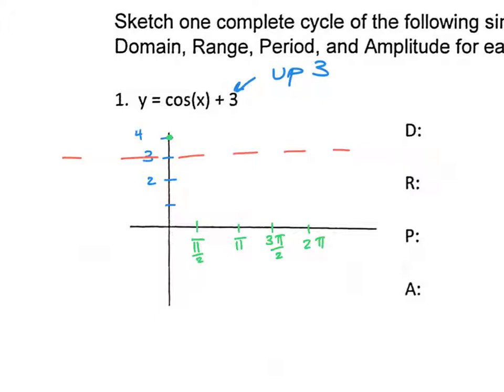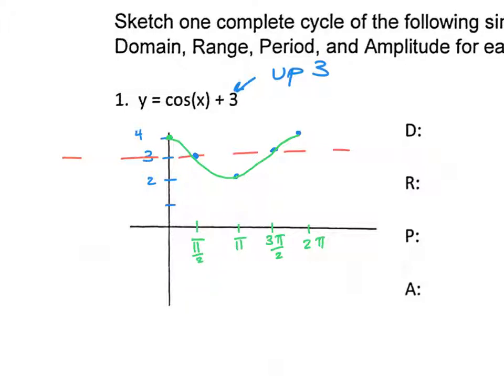So cosine of pi over 2 is going to be 0, and the 0 line is the 3 line now. Cosine of pi is 2. 3 pi over 2 is 0. And 2 pi is 4, since it moved up. And it still looks like a dip. So the sketch will not change. It will always look the same. But in this case, my graph just shifted up 3.